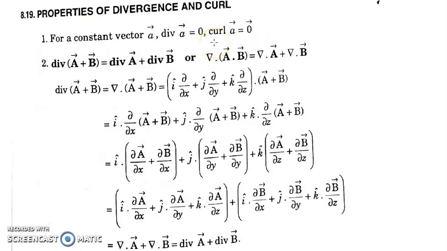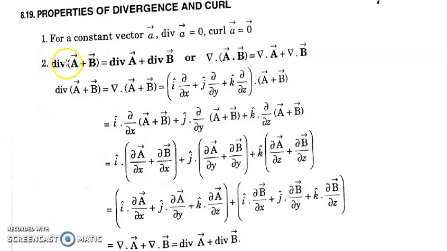Similarly, when taking the curl, the determinant will be i, j, k, then dou by dou x, dou by dou y, dou by dou z, and the components a1, a2, a3, which are constants. When you take the cross product, you are taking the derivatives in each step. So all the derivatives are 0.